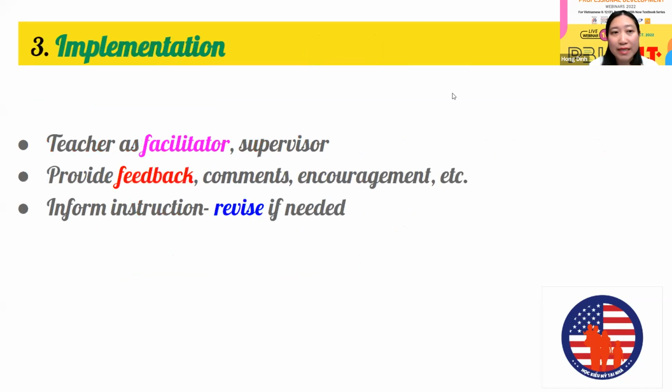And then the third phase is implementation. Again, the teacher is the facilitator, just the supervisor. You will provide feedback, giving them comments, encouragement. And of course, the feedback and comments have to be specific. It cannot be general, like, oh, you did a good job. It has to be specific, like, oh, I like how you color this. I like how you combine the facts from this textbook with the information from this website. So it has to be very specific.